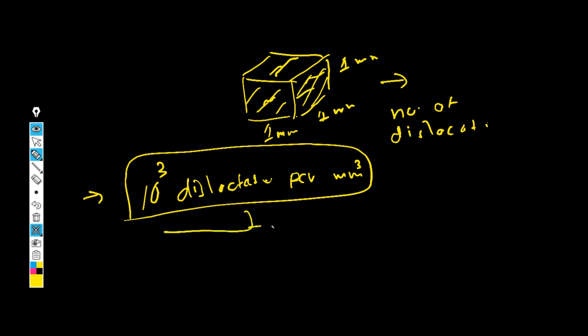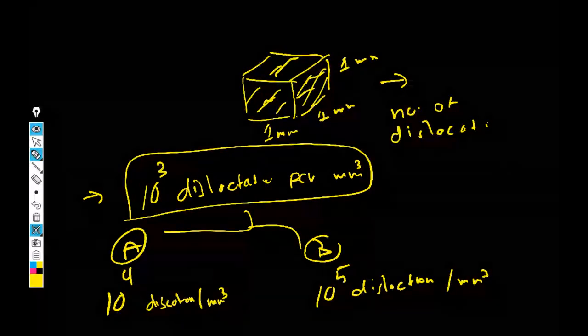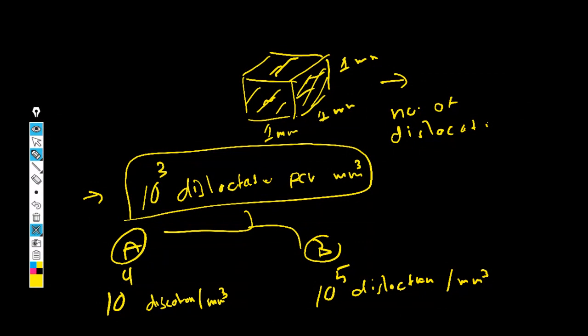If I have material A and material B, where A has 10 power 4 dislocations per millimeter cube, and this one has 10 power 5 dislocations per millimeter cube. Which one from A or B has more dislocation? Or has more impurity inside? Or has more defects inside? What do you think? A or B? B, because the number of dislocations inside is bigger. This is the first case.